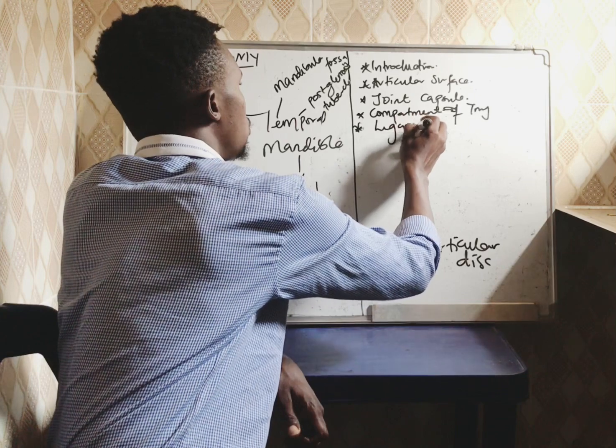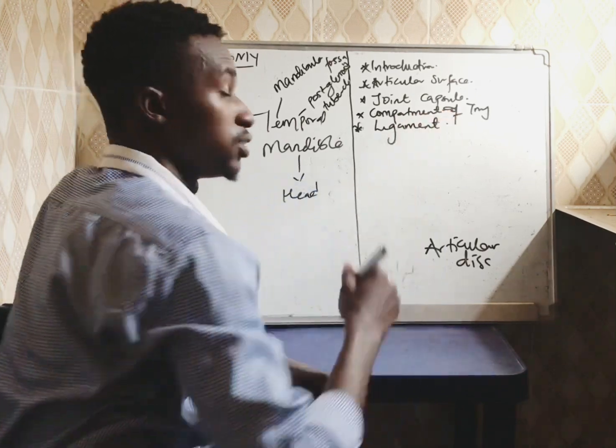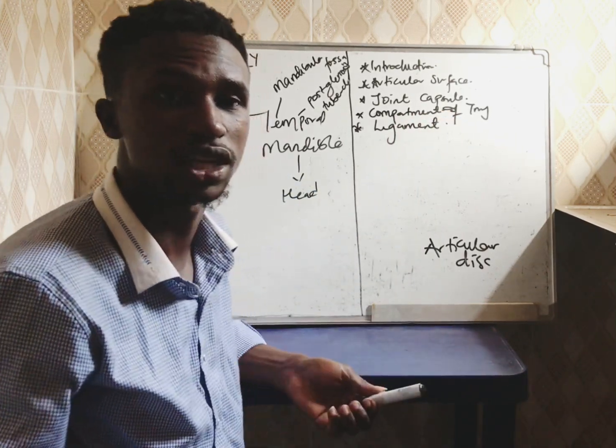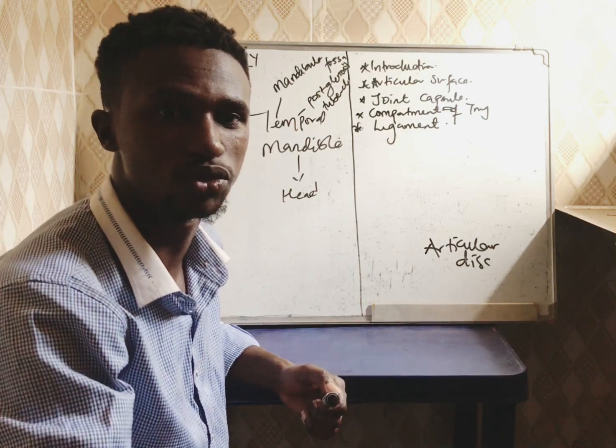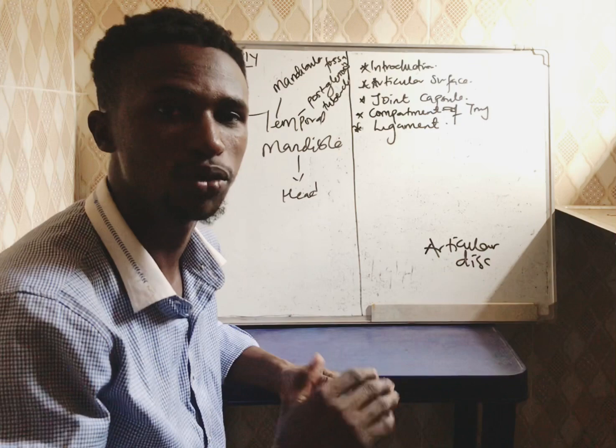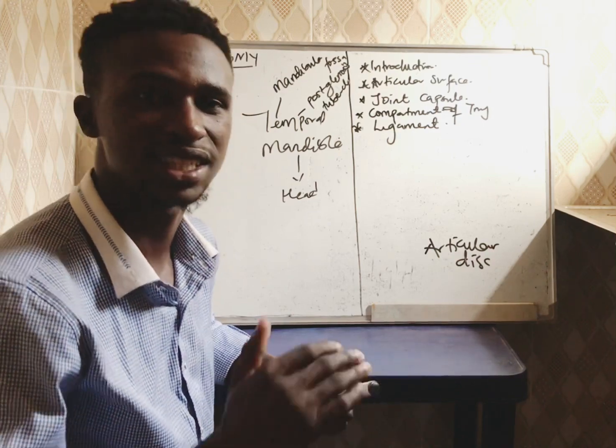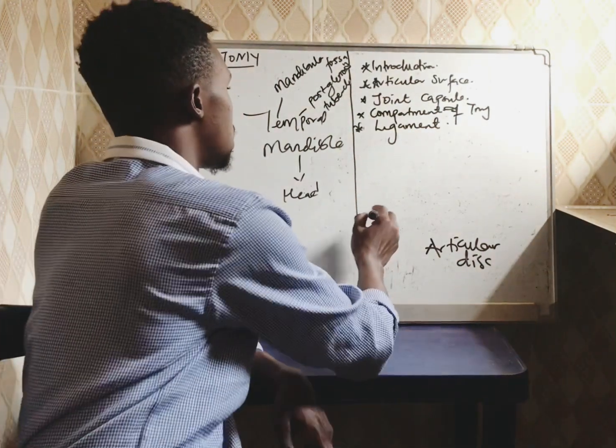Next, we quickly move on to the ligaments of the TMJ. The TMJ has extrinsic and intrinsic ligaments. The extrinsic ligaments of the TMJ include what we refer to as the sphenomandibular ligament and the stylomandibular ligament. Spheno.